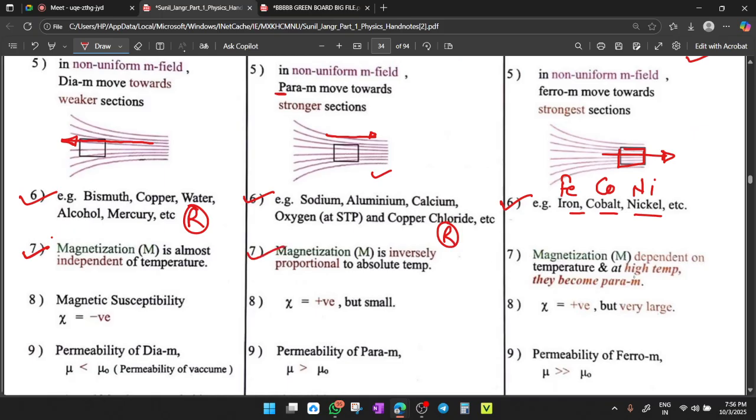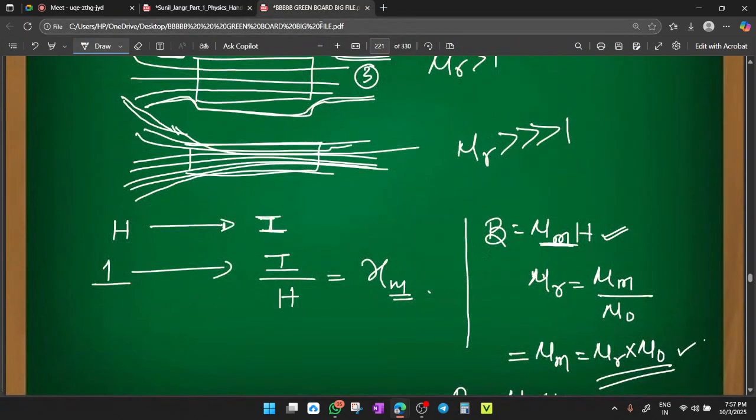In ferromagnetic material, magnetization depends on temperature. At high temperature, they become paramagnetic. Clear? One more thing here, magnetic susceptibility is inversely proportional to temperature. Write this one down. And here, magnetization depends on temperature. At high temperature, they become paramagnetic. The temperature at which they become paramagnetic is called the Curie temperature.